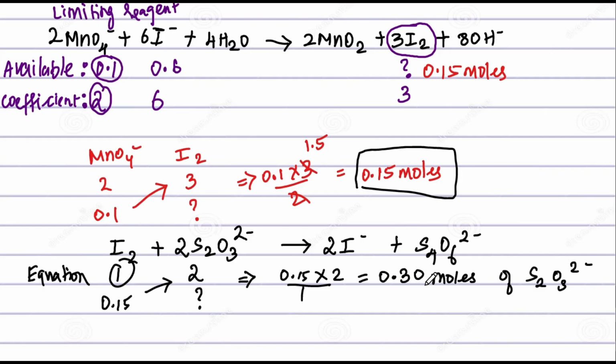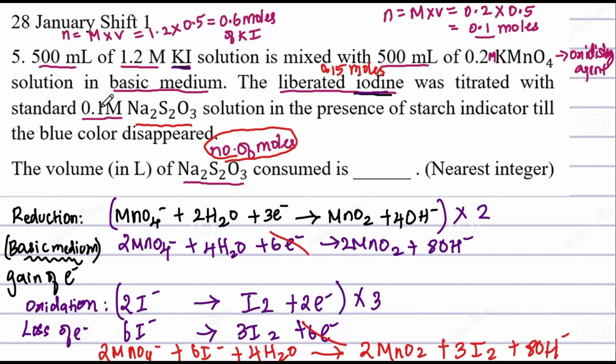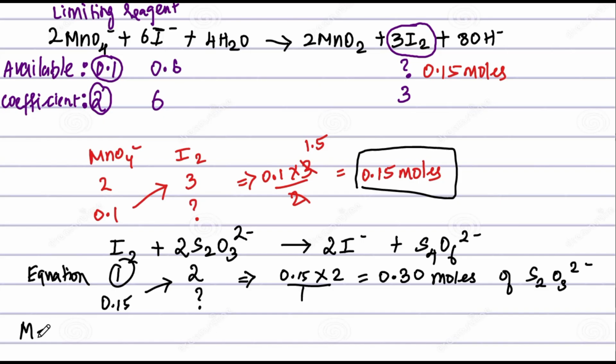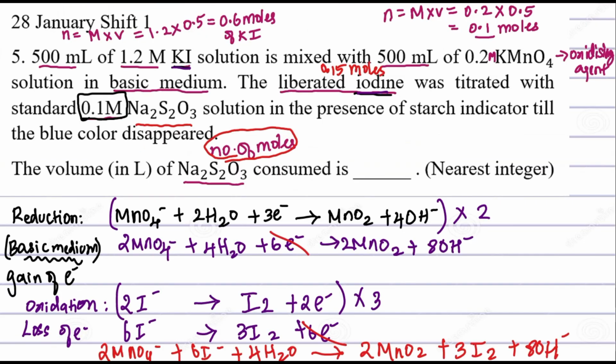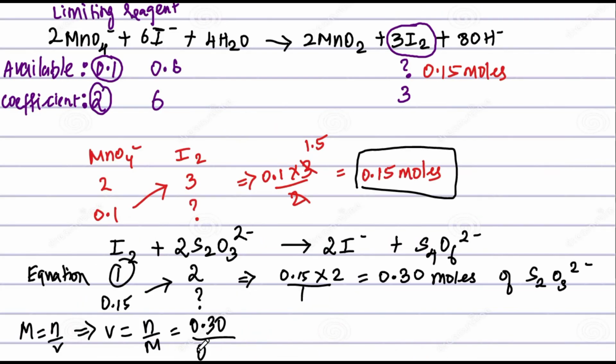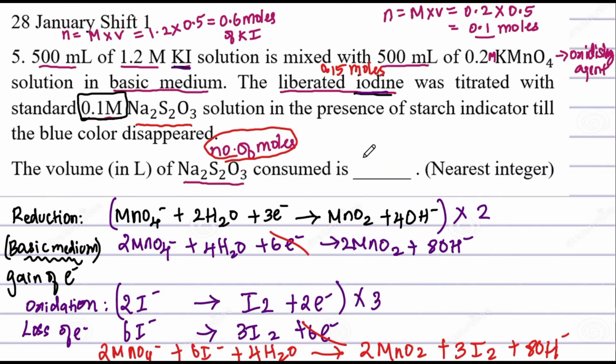Here we have the number of moles, and in the question, the molarity of sodium thiosulfate is given. We know molarity is equal to number of moles by volume. If you rearrange this, volume is equal to number of moles by molarity. So the number of moles is 0.30 divided by the molarity given in the question, 0.1. Dividing by 0.1 means multiplying by 10, so 3 by 1. So the answer is 3 liters. Finally we got the answer as 3 liters. I hope you understood this question.